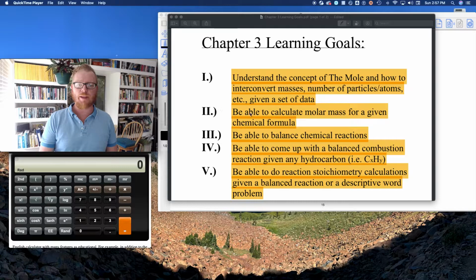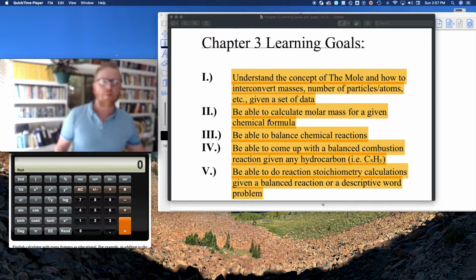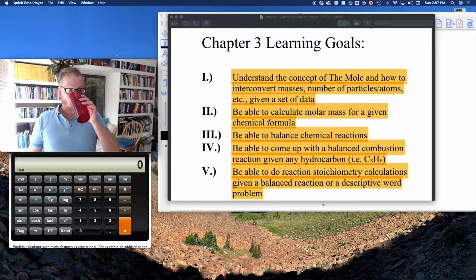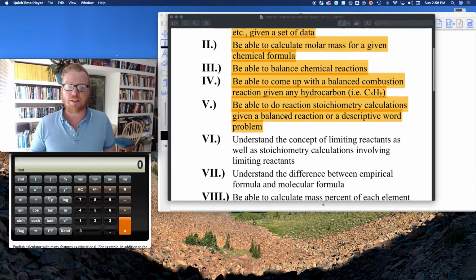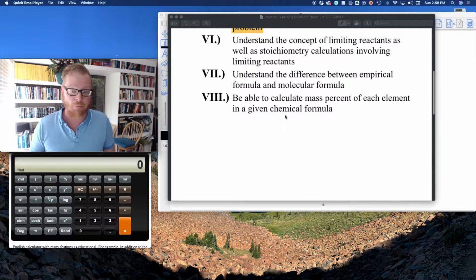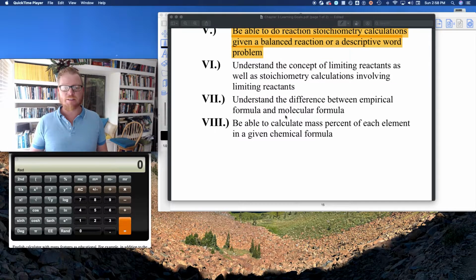So what I have in front of me right now are all the learning goals that I've gone through in the previous lectures, all right? As always, make sure that you're making good progress towards these learning goals, okay? These are the only ones we have left for this chapter, which I'm going to talk about in this lecture, and that is number 6. Understand the concept of limiting reactant or limiting reagent, we also call it that, as well as stoichiometry calculations.